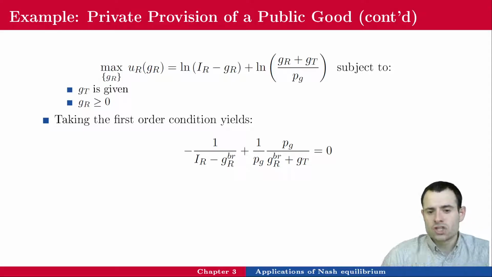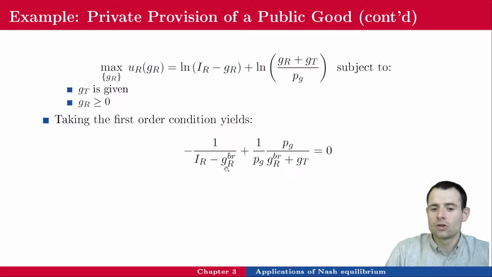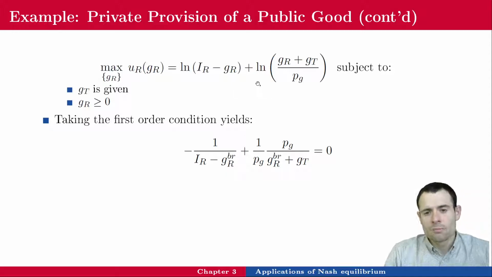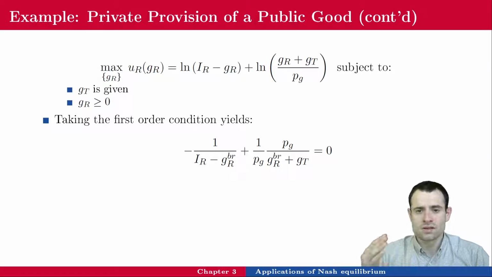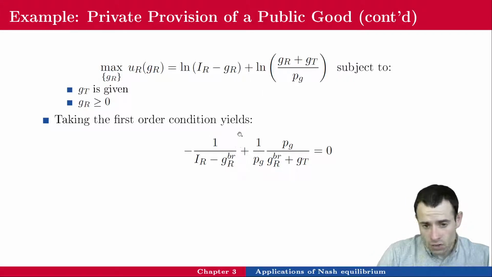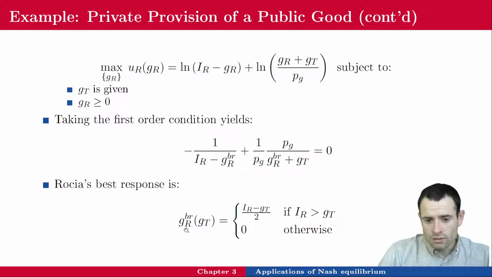The first order condition is such that the derivative with respect to GR is equal to 0, but it is not equal to 0 at any point GR. It is equal to 0 at the best response, because the best response is what maximizes the utility of Rosia. Just play with the math. By now, I think you should know your calculus rules on logarithms. If not, make sure you do for the next tests, quizzes, midterm and final. And I can isolate for GR to get the number IR minus GT over 2.